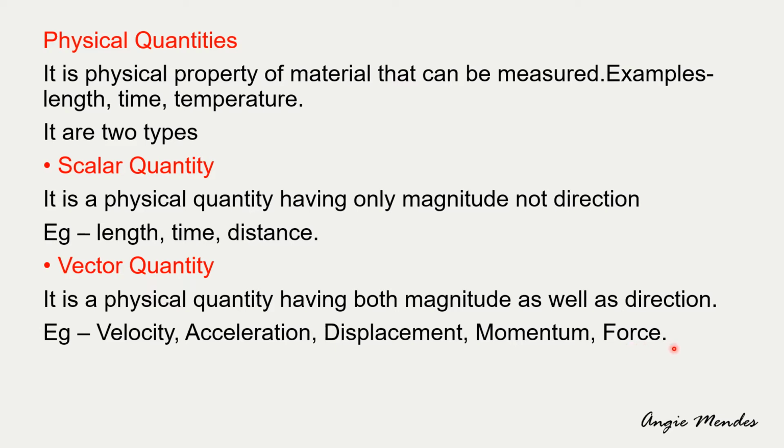Let's take for example force. It is a physical quantity having both magnitude as well as direction. How much force is applied to the object so that it moves in a specific direction is how we measure force. So we can say that there has been a force of 2 Newton which has been applied to this object so that it moves forward towards the east. So we are discussing both magnitude as well as direction in the case of force.